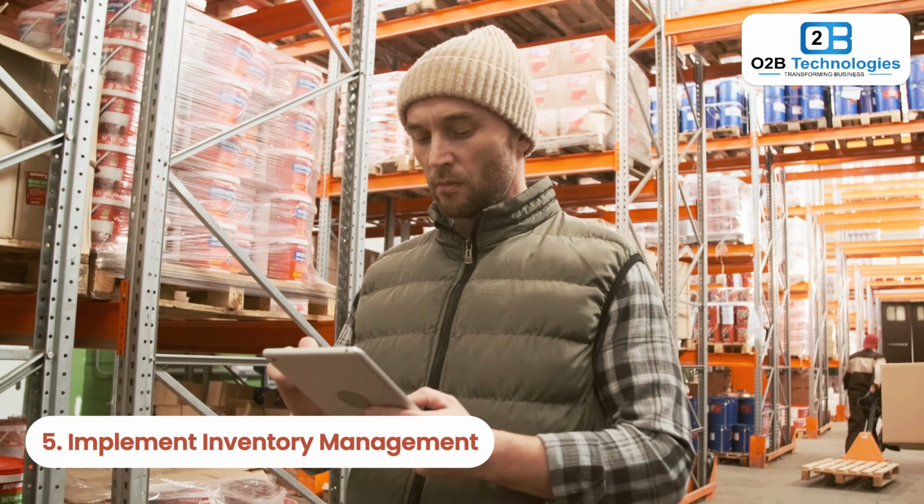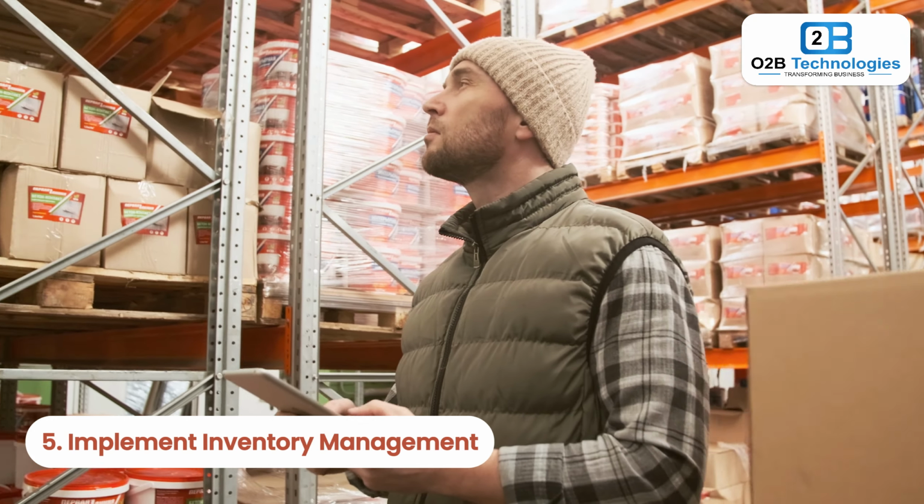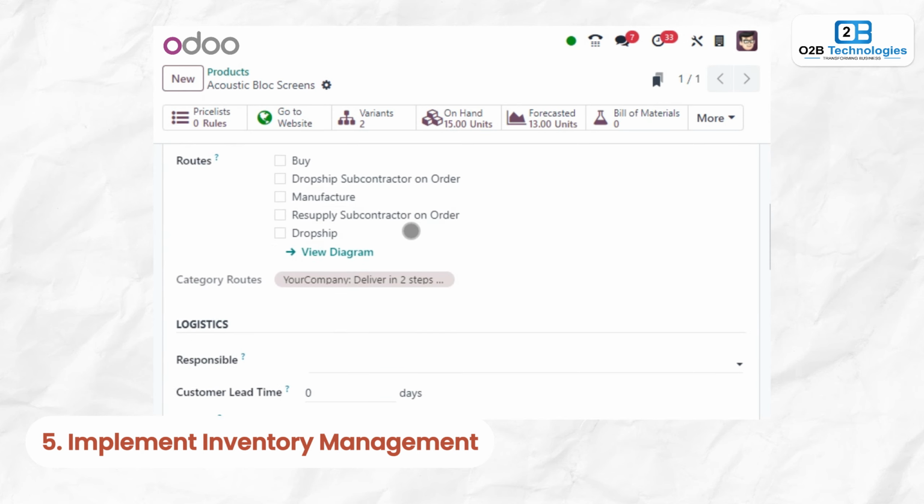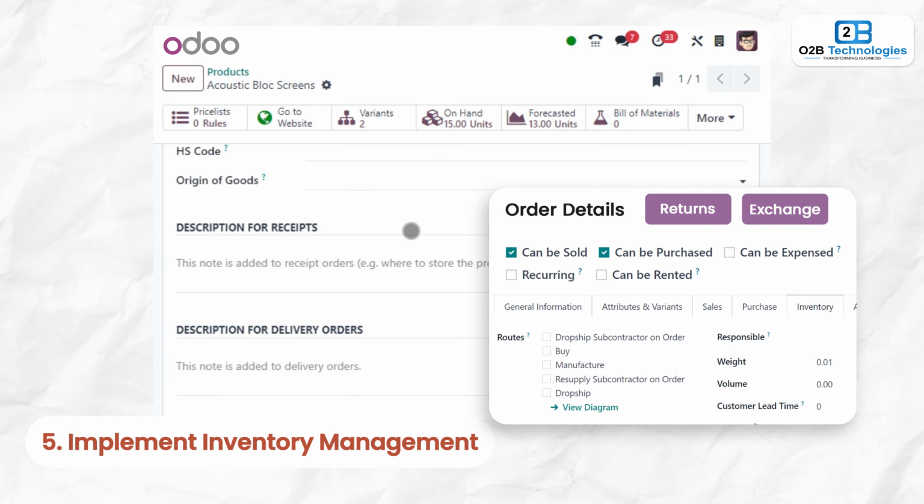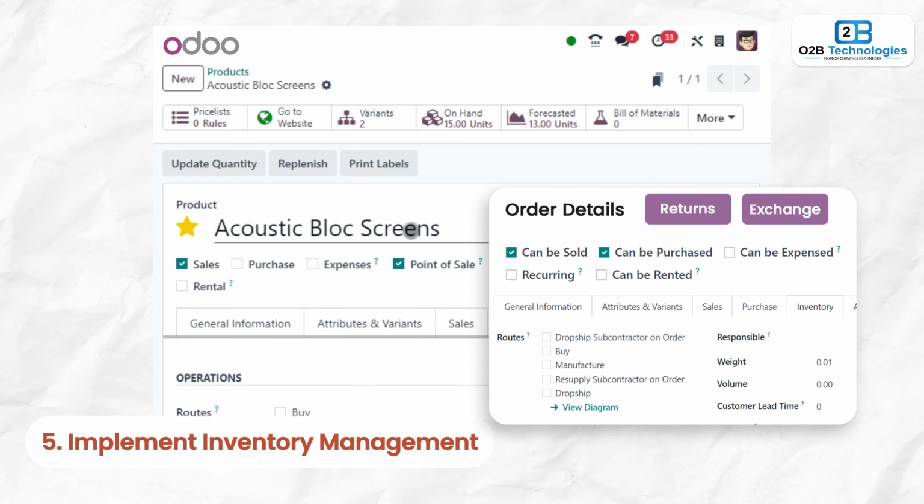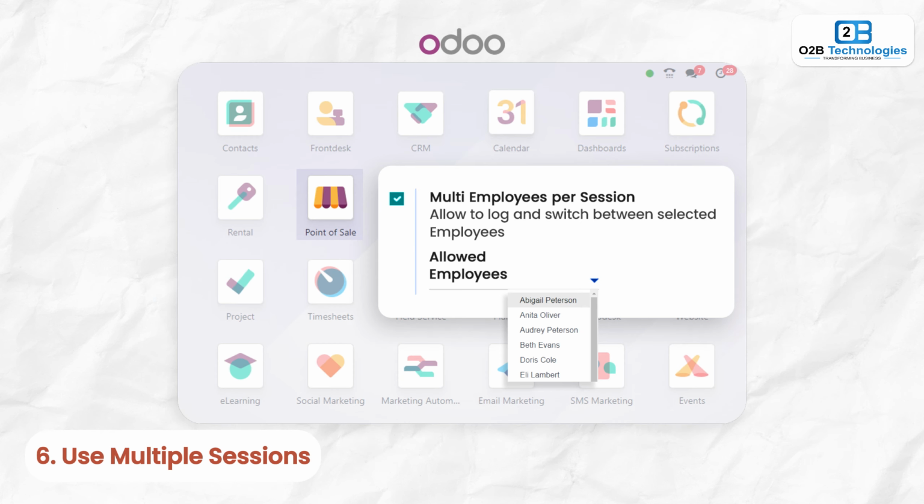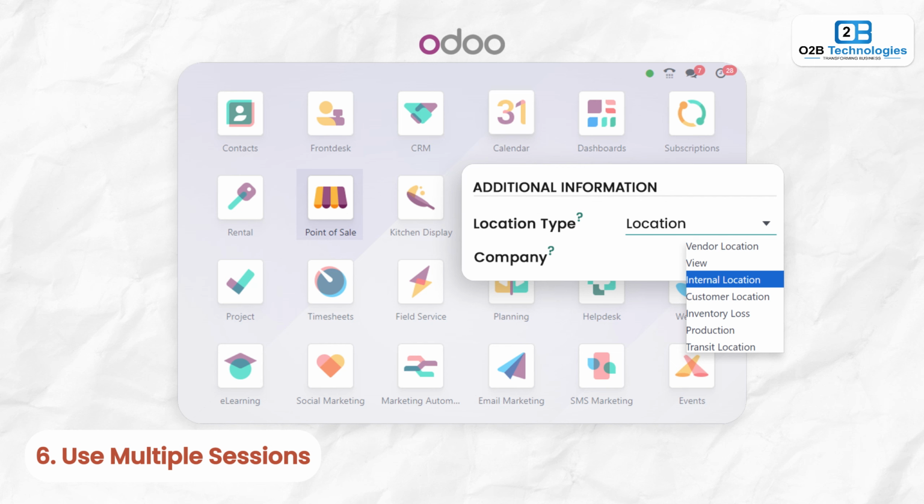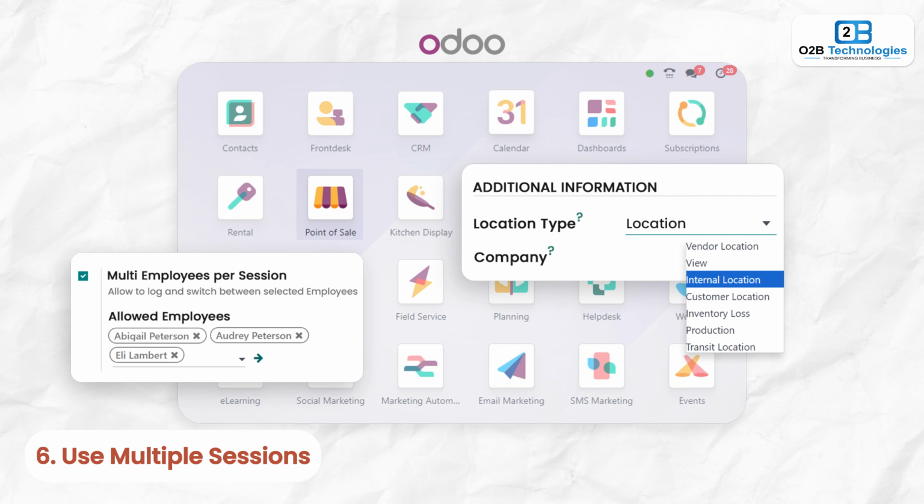Step fifth, implement inventory management. Link POS to inventory management so stock levels update automatically when items are sold, returned, or exchanged. Step sixth, use multiple sessions. With Odoo POS, you can manage sales across different locations or times with multiple sessions, all within the same system.